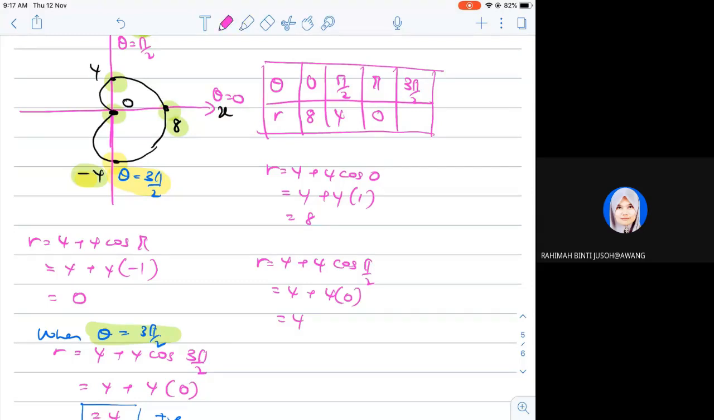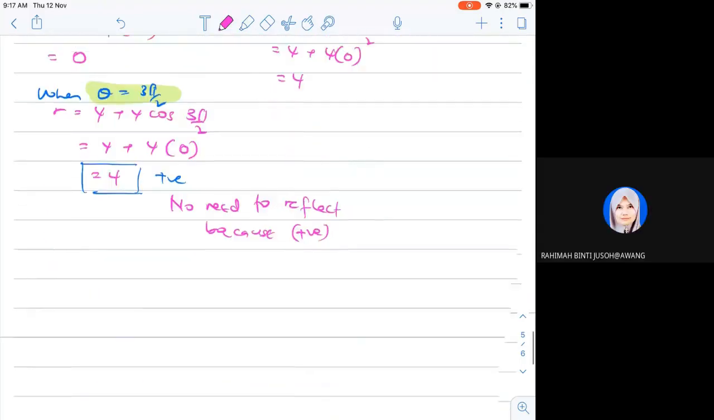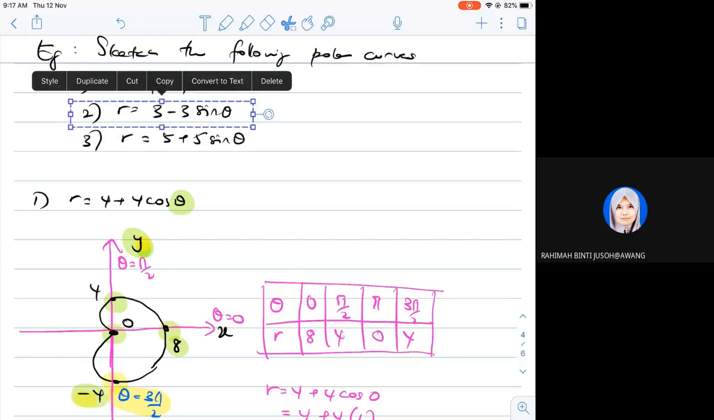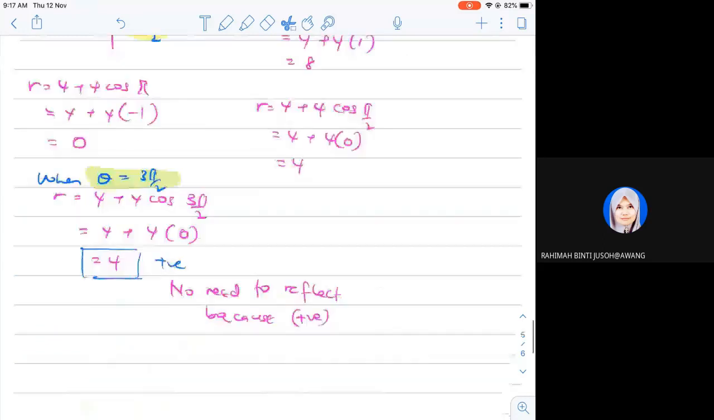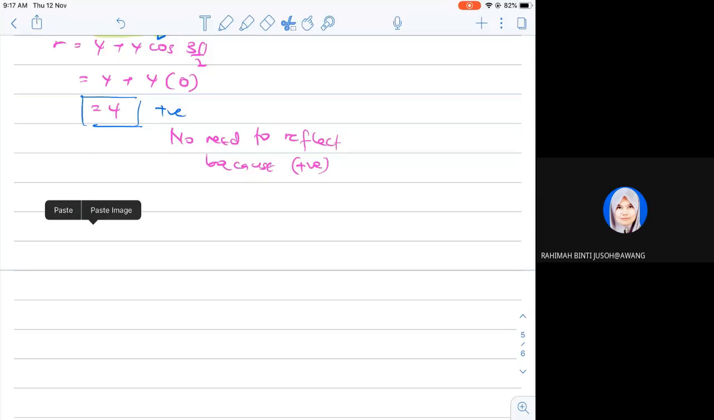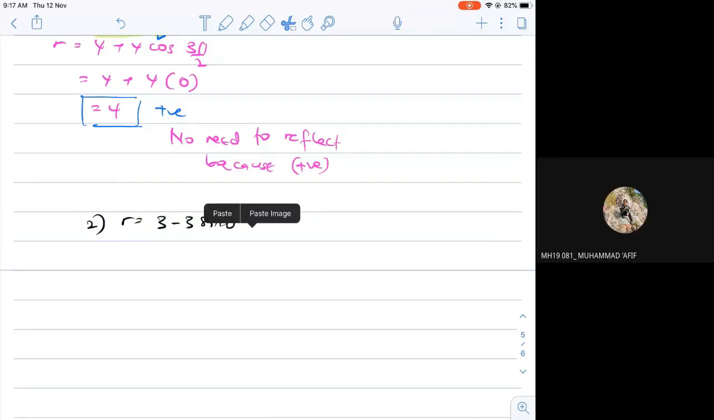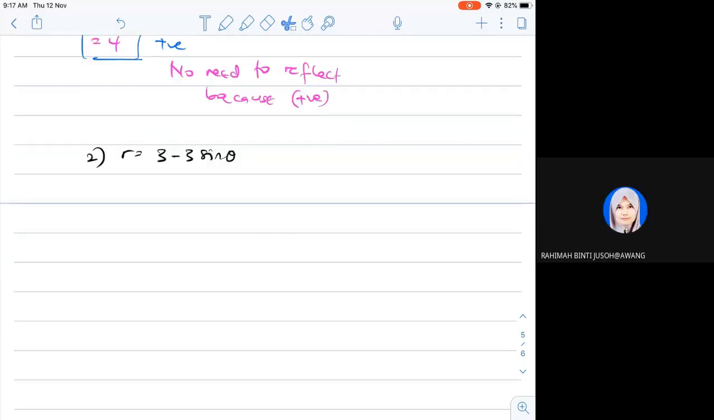Yes, doctor. Okay, good. So next question: 3 minus 3. Where is the position, guys? Can you give me the position of this cardioid? Y downward, right below, yes. Correct.